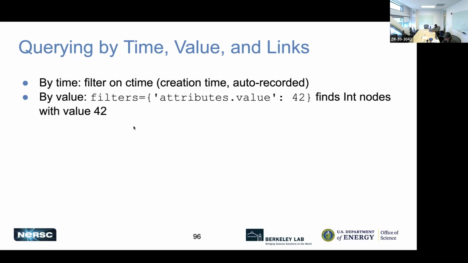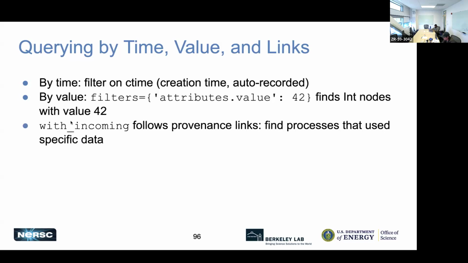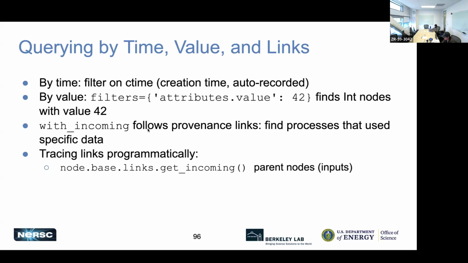All of your int nodes with value 42. You can find all of the processes by chaining something together with that. Find all of the downstream things that use that specific piece of data. And you can follow links through your workflow history programmatically, like you're stepping through a graph. Investigate every node that is incoming to this node. Investigate every node that is outgoing to this node. Do a depth first search or a breadth first search.